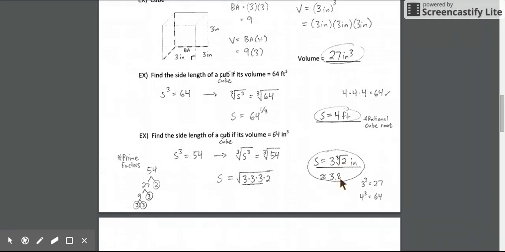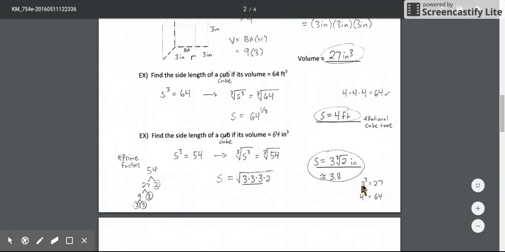And you could check your work. If I do 3 cubed, that's 27. If I do 4 cubed, that's 64. Well, the cube root of 54 must be somewhere in between 3 and 4. Well, it's about 3.8.